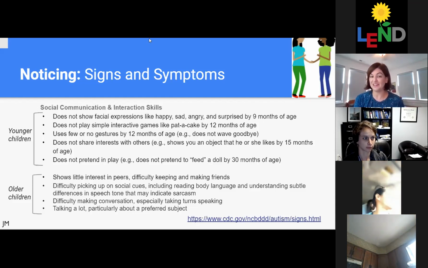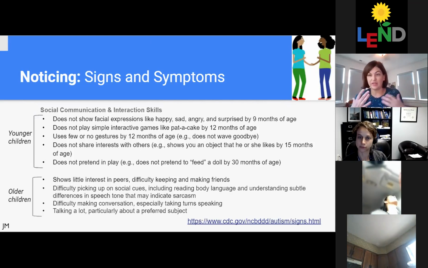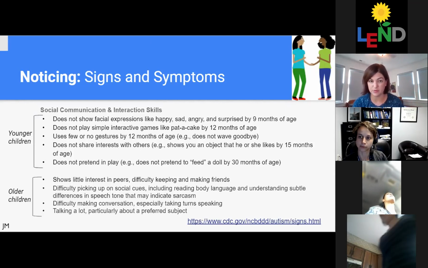Pretend play actually really shows that a child is understanding a relationship. They have to understand who the doctor and the patient relationship. So these are why some of these signs and symptoms we look for, that's how they map onto us making a decision if they meet criteria for autism or not.